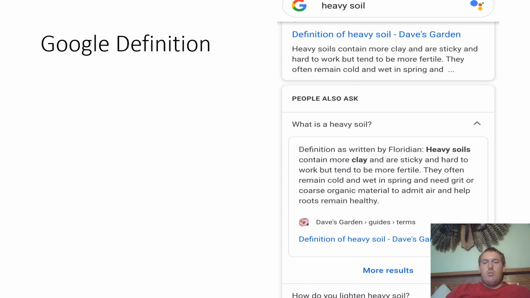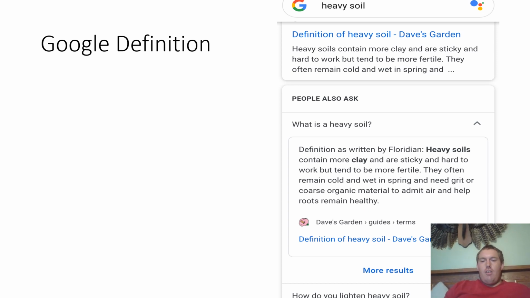So if you type it into Google, it says that heavy soils contain more clay and are sticky and hard to work, but are more fertile. I can make another talk on why clay soils are more fertile than coarser textured soils that are sandy, and why they retain more water, which keeps them cold and wet in the spring. It's actually from the water retention and behavior of water with the soil material, and not because of the weight of the material, why it behaves differently.